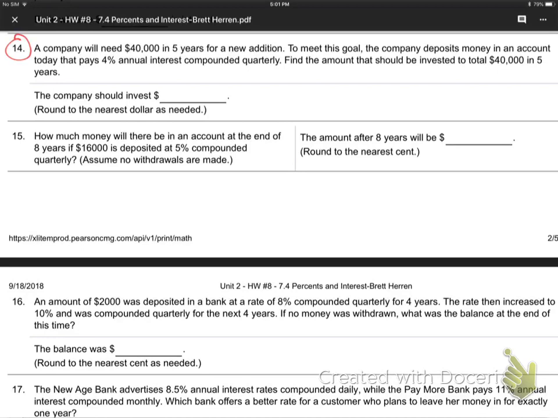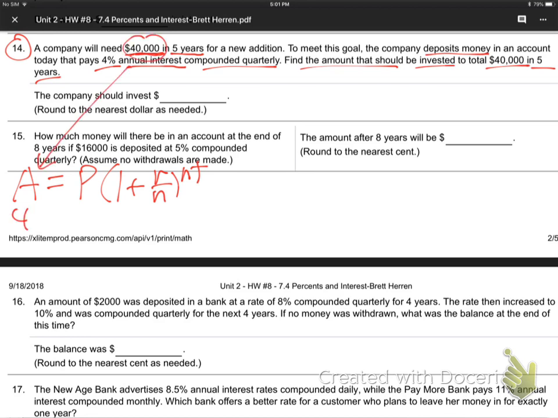Okay, so here we are on number 14. A company will need $40,000 in 5 years. To meet this goal, the company deposits money at 4% annual interest compounded quarterly. Find the amount that should be invested to total $40,000 in 5 years. So we're using all these investment problems, interest problems. We use the same formula, A equals P times (1 plus R over N) to the NT. So the $40,000 is actually the amount they want to have later in the 5 years. The P is what we're trying to find, the principal, right? Find the amount that should be invested now, that'll grow to become $40,000 in 5 years.